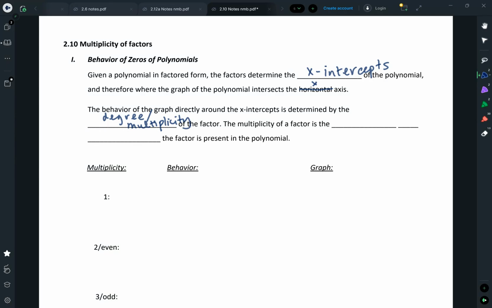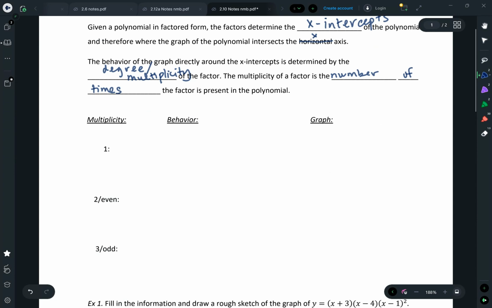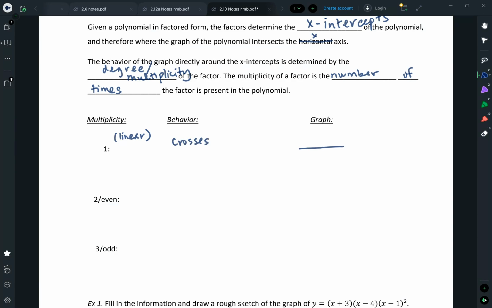The multiplicity of the factor is the number of times the factor is present in the polynomial. So let's think about, first of all, if we have a factor raised to the first power. This is just like what a line does, right? We could think about linear, which is a line. When we have a linear equation and a straight line, the behavior is it just crosses. And so here's my x-axis and here is my graph just crossing it.